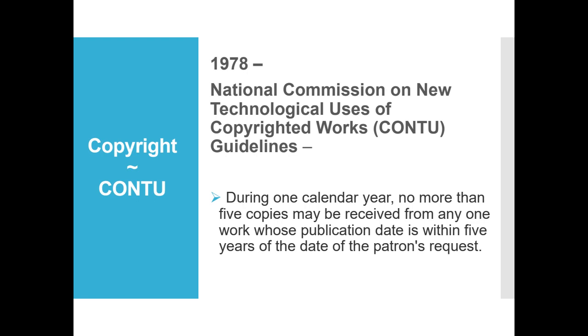CONTU says that during one calendar year, no more than 5 copies may be received from any one work whose publication date is within 5 years of the date of the patron's request. So in the case of journals, a library may receive through ILL 5 articles per journal title published within the last 5 calendar years from the exact date of the request.